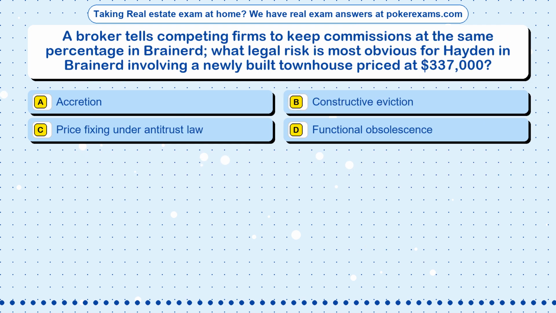Question 47. A broker tells competing firms to keep commissions at the same percentage in Brainerd. What legal risk is most obvious for Hayden and Brainerd involving a newly built townhouse priced at $337,000? Option A, accretion. Option B, constructive eviction. Option C, price fixing under antitrust law. Option D, functional obsolescence.